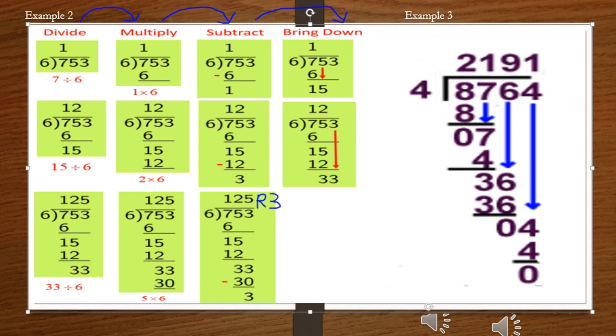Example 3, 8764 divided by 4. If you follow all these steps, you will get the final answer 2191. I want you guys to try to solve it alone.